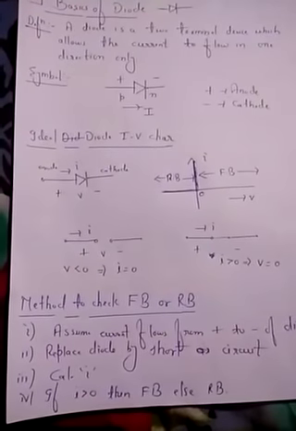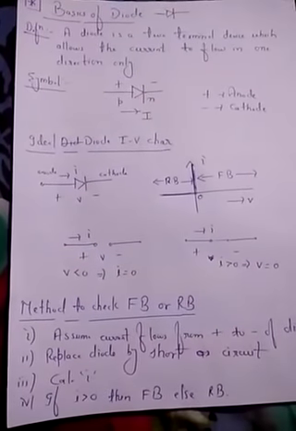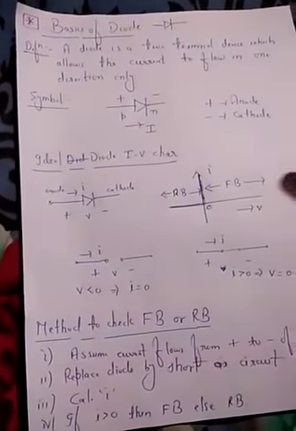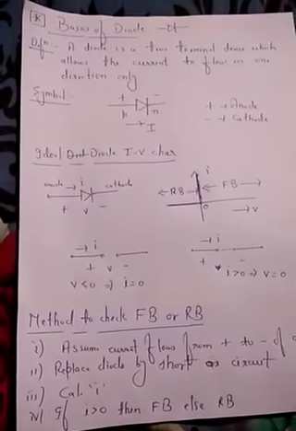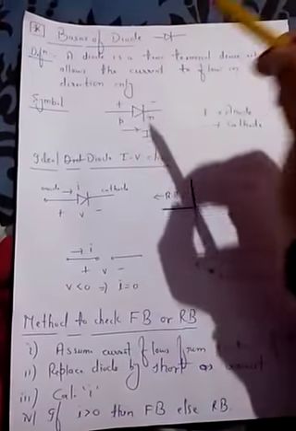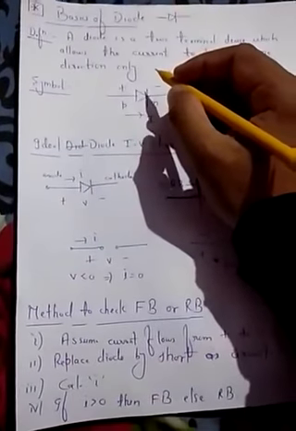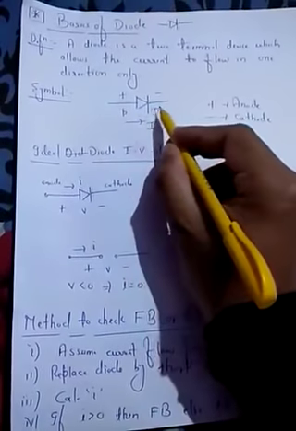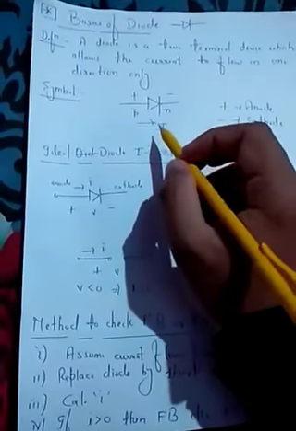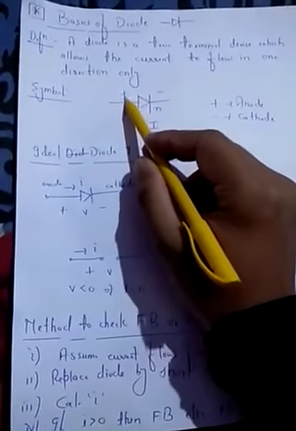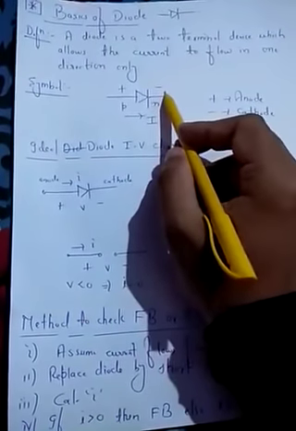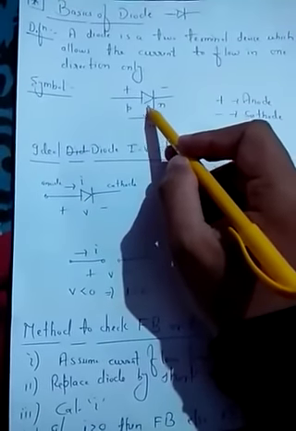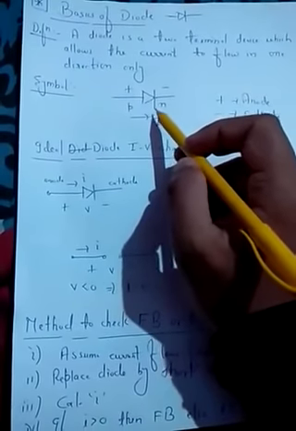In this video, we are going to learn about the basics of a diode. So let's start. What is a diode? A diode is a two-terminal device which allows the current to flow only in one direction. It means a diode allows the current to flow only in a single direction, only from P to N, in this direction only. The symbol of a diode: this is the positive terminal, this is the negative terminal. This is also called the anode, this is the cathode, and current will flow only from P to N, only in a single direction.